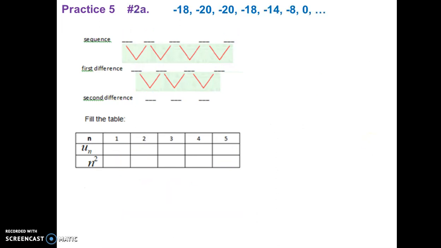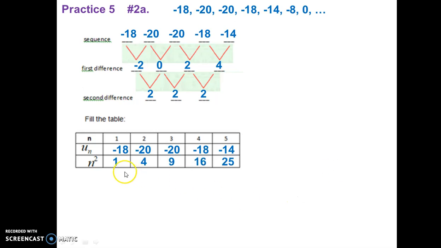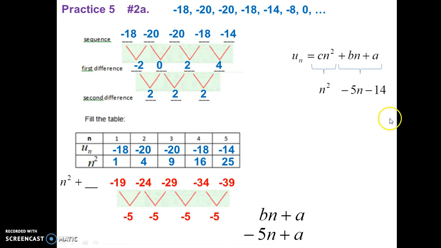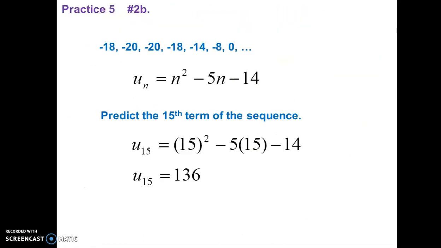Okay, 2a. There's this sequence. First difference, second difference, filling in the sequence, n squared. All right, find the difference here: minus 19, minus 24, minus 29, etc. Check if there's a pattern. Yes, negative 5 all the way. Therefore, negative 5n. However, negative 5 is not enough. It's negative 5 minus 14. And there's our rule. Last one, take a moment, take notes, make sure you understand.